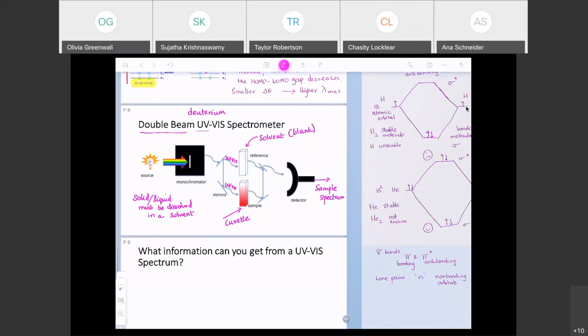If you have a single beam, you have to do the solvent first, and then you have to do the sample, and then you have to ask the computer to subtract. If you have a double beam, which is what we have in our lab, you can just stick in the solvent cuvette and your sample cuvette. It takes about 30 seconds or so to get the spectrum.